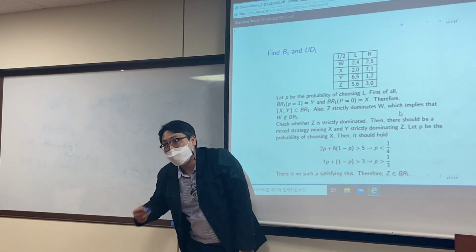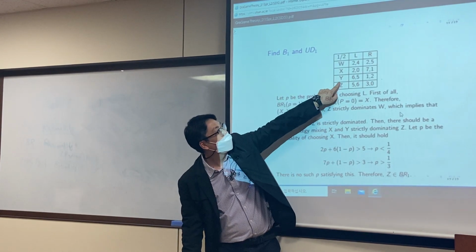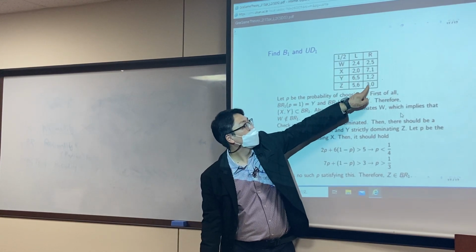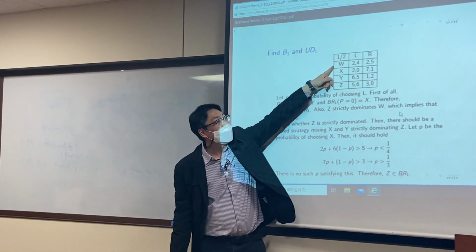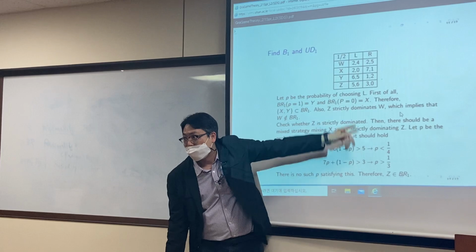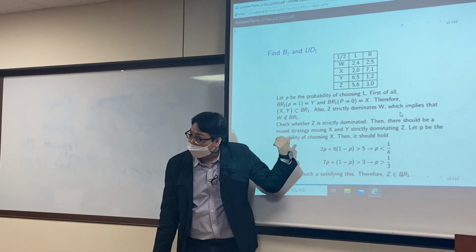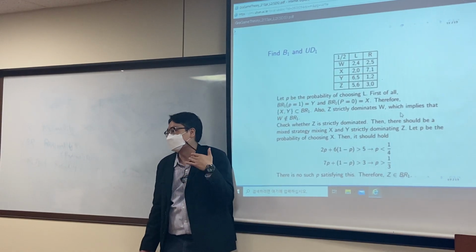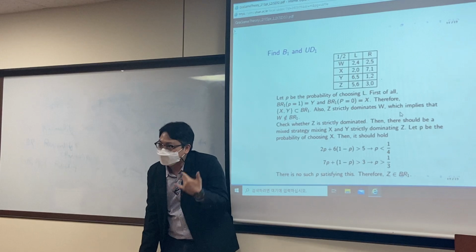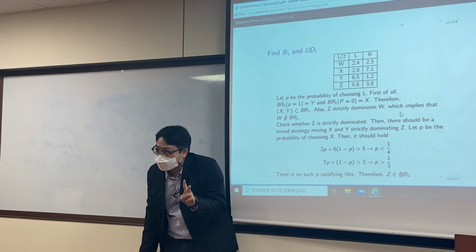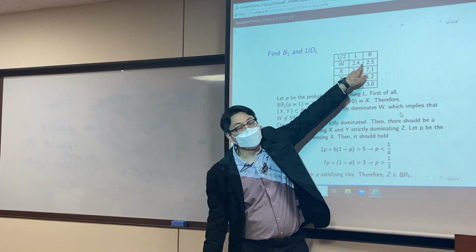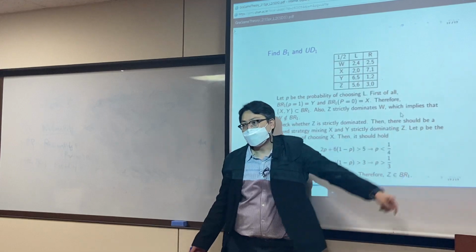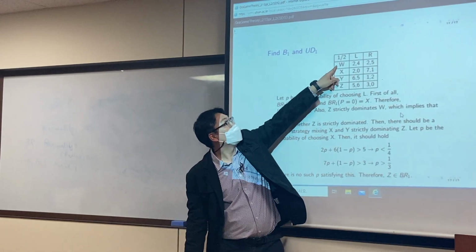And we know that W is strictly dominated by G, because 5 is greater than 2, and 3 is greater than 2. I argued that without proof in the previous slide: a never best response is a strictly dominated strategy in a finite two-player game. Because this is strictly dominated, this is a never best response, so I can eliminate this strategy. So W is not in B1.